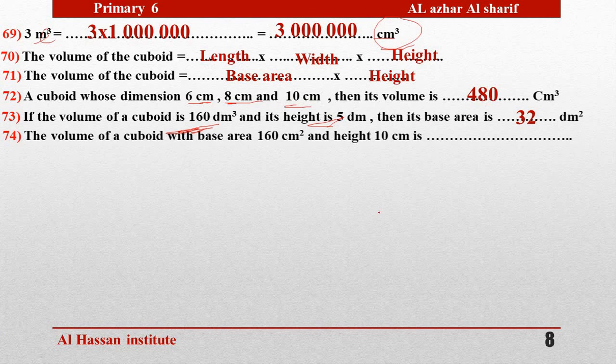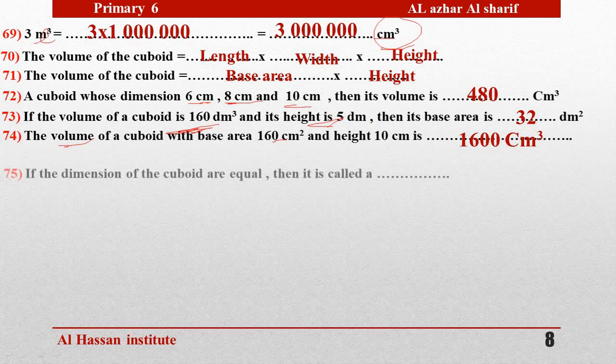Next, the volume of a cuboid with base area 160 centimeters square and height 10 centimeters. Here I want to find the volume. 160 times 10 equals 1,600 centimeter cube.